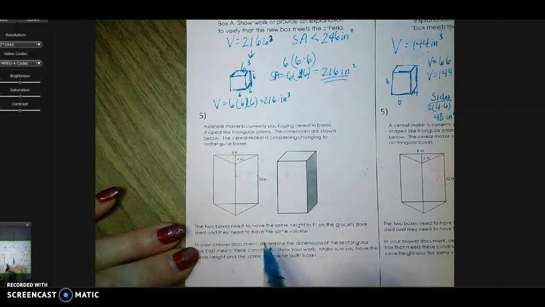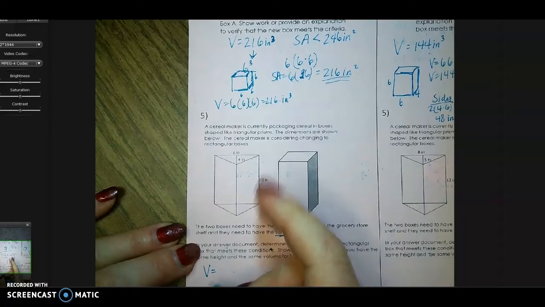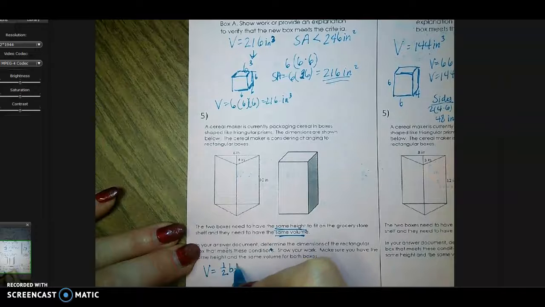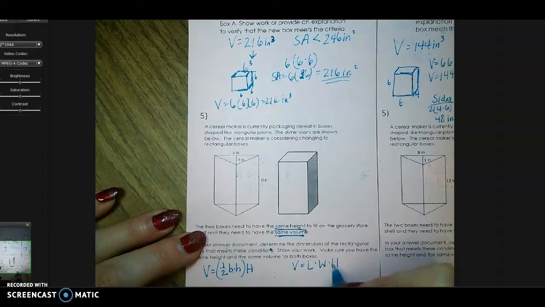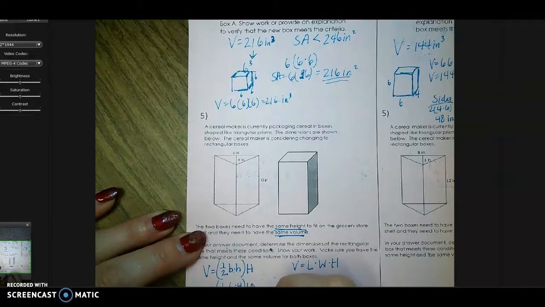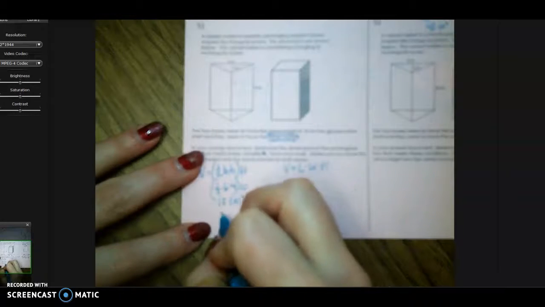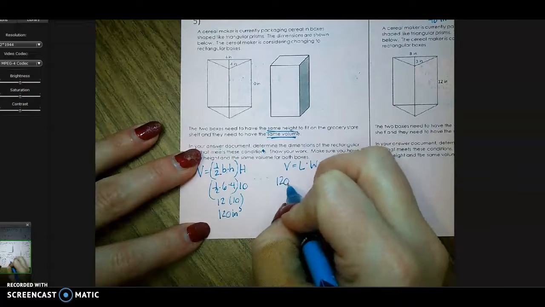So the first thing I want to do, because it's talking about down here, the 2 boxes need to have the same height, and they also need to have the same volume. So to find the volume of a triangular prism, I'm going to do 1/2 times base times height, and then I'm going to multiply all that times the height of the whole figure. Whereas for the volume of a rectangular prism, it's length times width times height. And so for this one, I've got 1/2 times 6 times 4 in here, and then the whole shape is that tall. So I'm going to have 12 times 10, which is 120 inches cubed. So that means my volume has to be 120 inches cubed.